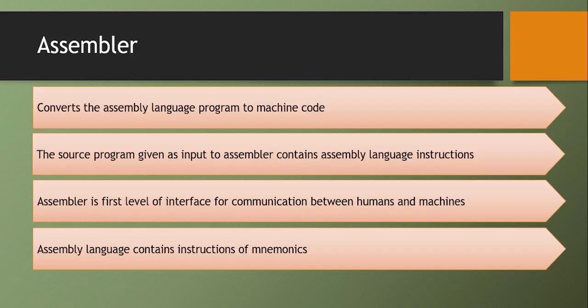And the third one we are seeing here is called an assembler. Now this assembler is not going to deal with high level language. It only deals with assembly level language. Now, what does the assembler do here? It will take an assembly language program and then convert it into machine code.